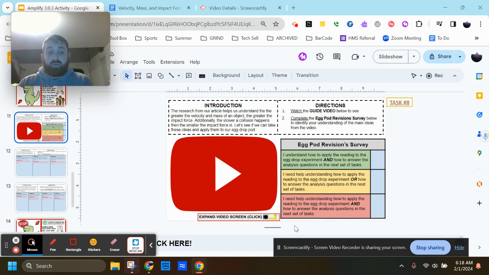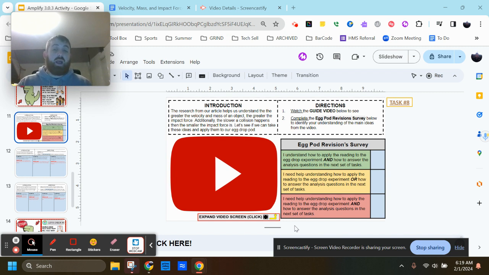Up to now you've done a lot to research all the ways in which scientists affect impact force. We've learned a lot about iterative testing. Today we look to apply all of that to one final egg pod revision. The revision isn't going to come in the form of actually building or modeling anything, but answering questions about what you would do.